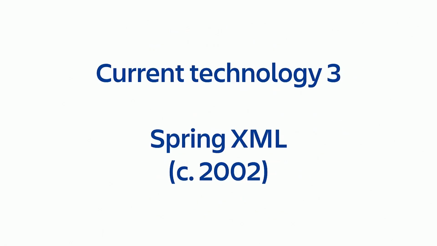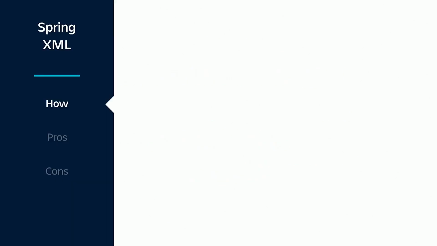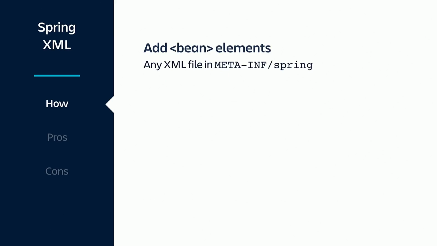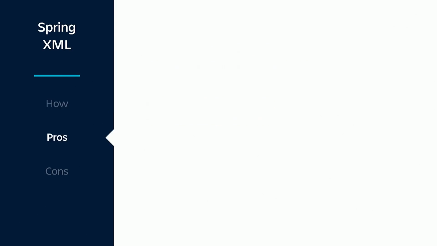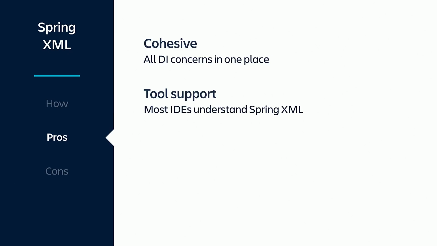So the third technology that you have available today is Spring XML. That's been there since the Spring framework was invented. The way it works in the plugin system is any XML file that you put into META-INF/spring will be picked up and processed by the plugin system as a source of bean definitions. So you add bean elements to that. You can use the OSGi namespace to import and export services. The upside of that is that all your dependency injection concerns are back in one spot again. That's pretty cool.